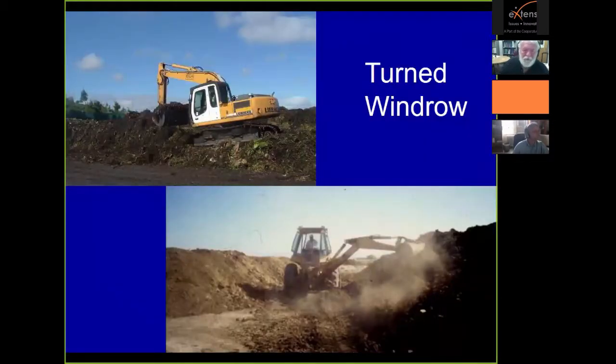Here's another picture of how many windrows are turned with an excavator. And again, the problem with this photograph is the excavator is sitting on top of the compost pile, compressing the free airspace out of it. In the lower picture, we have essentially the way it's supposed to be done with an excavator, where you approach it from the side and break down the pile from the side and rebuild it. That way you don't compress it, you don't crush it and lose your porosity.